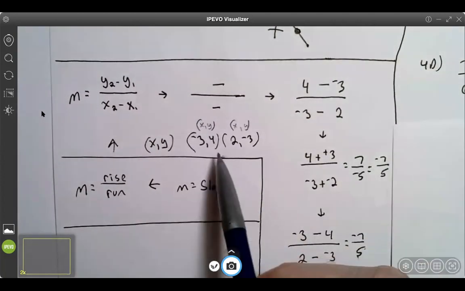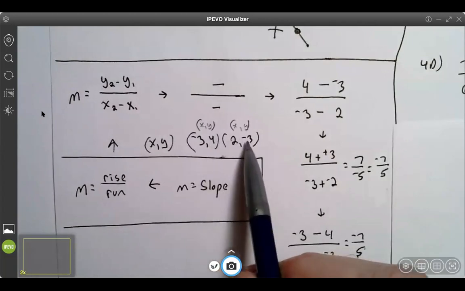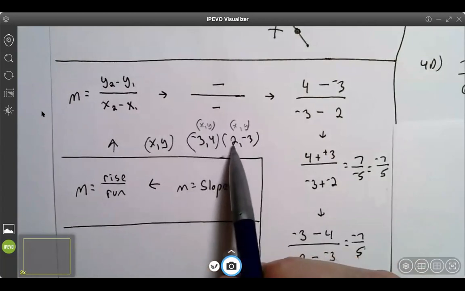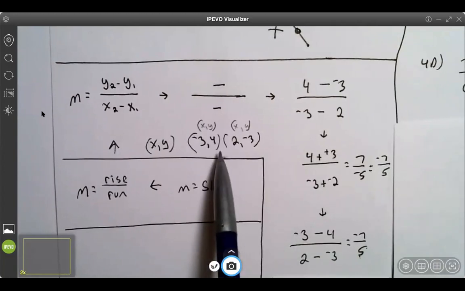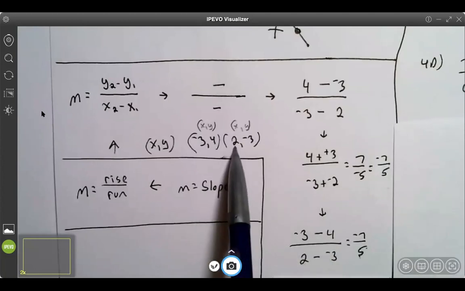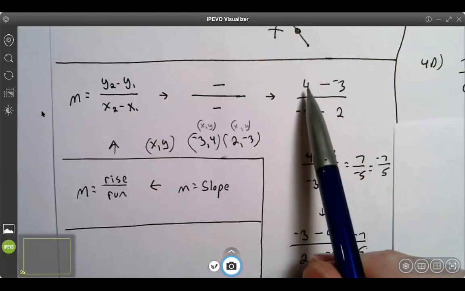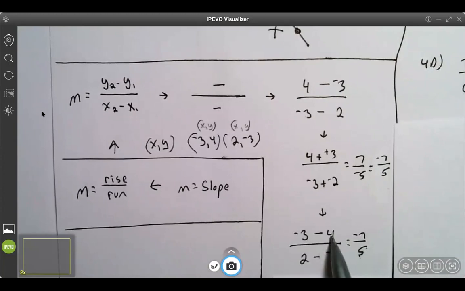So the first time I went left to right, I said 4 minus -3 over -3 minus 2, left to right. Here I went right to left. -3 minus 4 on top and 2 minus -3 on the bottom. Left to right, right to left. And notice I get the same answer.